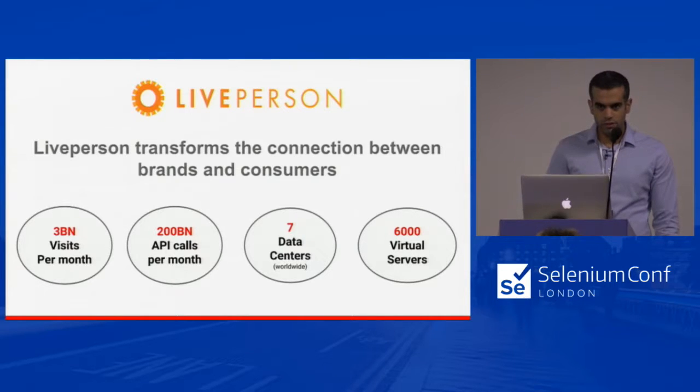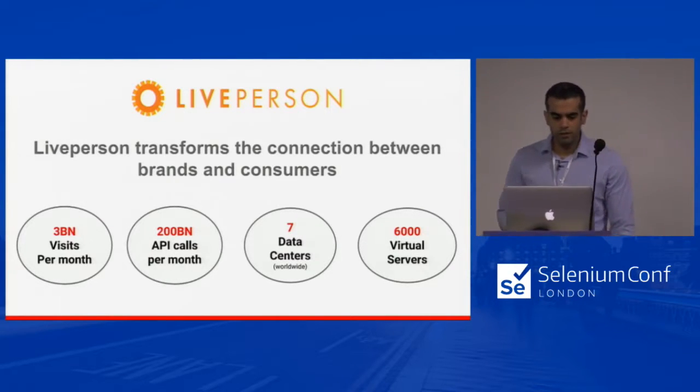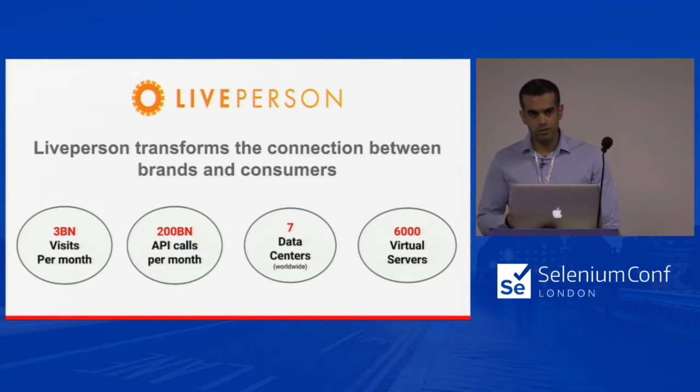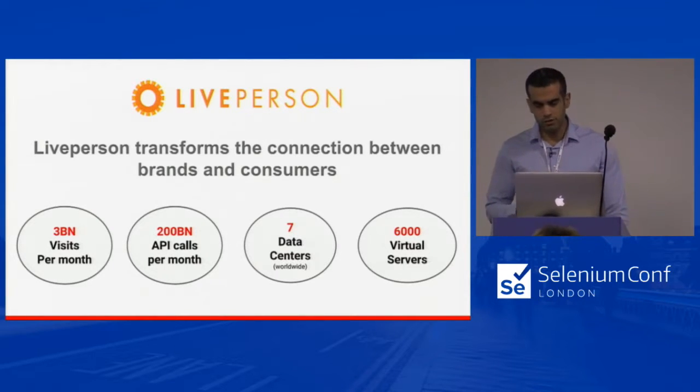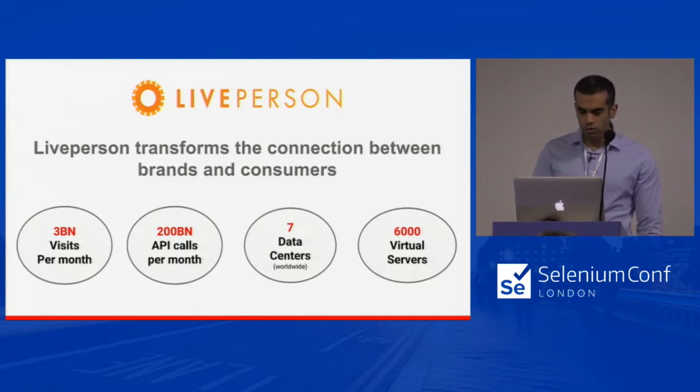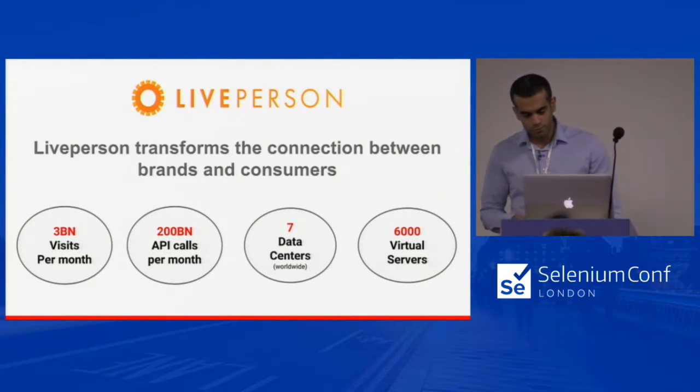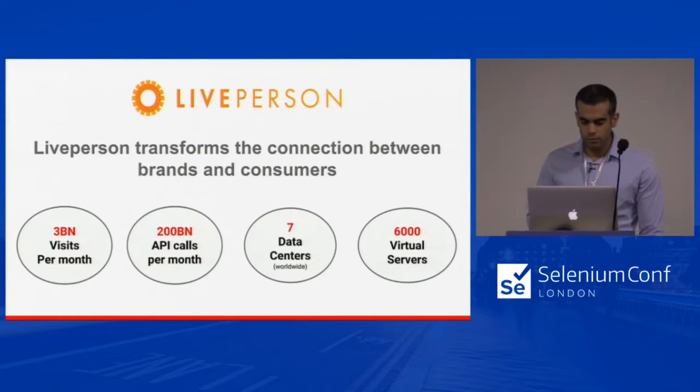A little bit about our scale. We have 3 billion visits per month, 200 billion API calls per month. Our service is deployed over 7 data centers all around the world, and we have about 6,000 virtual servers where our service is deployed and running.